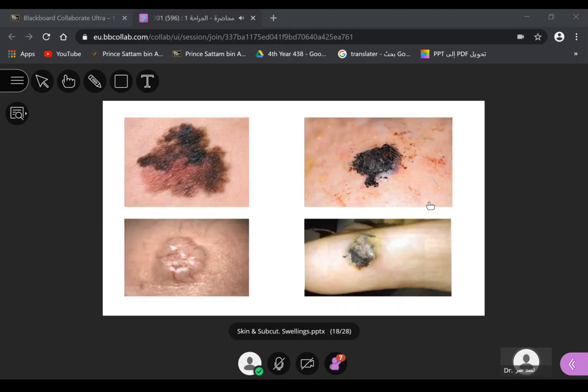So look at this now. Look at these lesions. Which type do you think now? Can you mention the type of this? All of these are malignant melanomas encountered in different areas and with different shapes. So tell me about this, please. Which type of malignant melanoma?